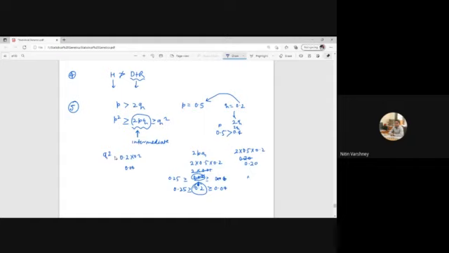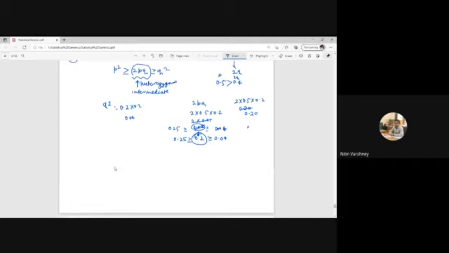Hence we have seen that if the gene frequency of one is greater than twice the gene frequency of another, then the frequency of heterozygous will be intermediate. Similarly, if we take just the opposite, that Q is greater than twice P, then this will be Q square, 2PQ and P square. Same thing.